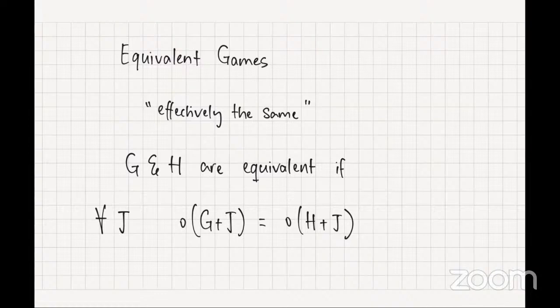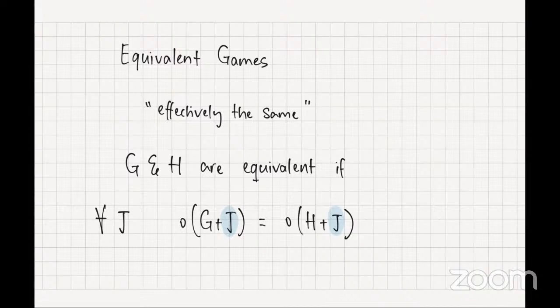So that's a bit of a definition. Let's just take a minute to absorb it. The idea is that no matter which game you throw at both of them, no matter which game you combine with G and H, they're going to exhibit the same behavior. So if G plus J, so of course, J is a common game, just keep that in mind, G plus J is winning for the current player if and only if H plus J is winning for the current player, right?